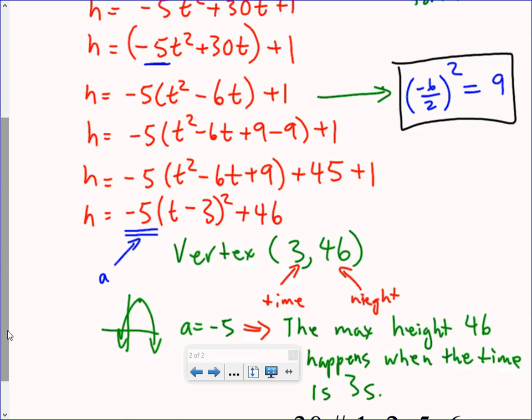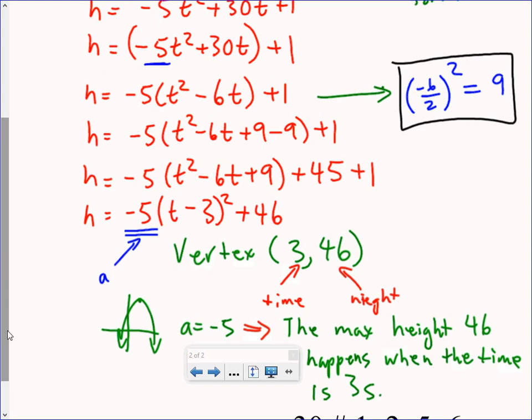Just remember what h and t represent. H represents the height and t represents the time. Because the 46 is outside of the bracket, it's referring to the h. Because the t is inside the bracket, it's referring to the x, which means it's time.